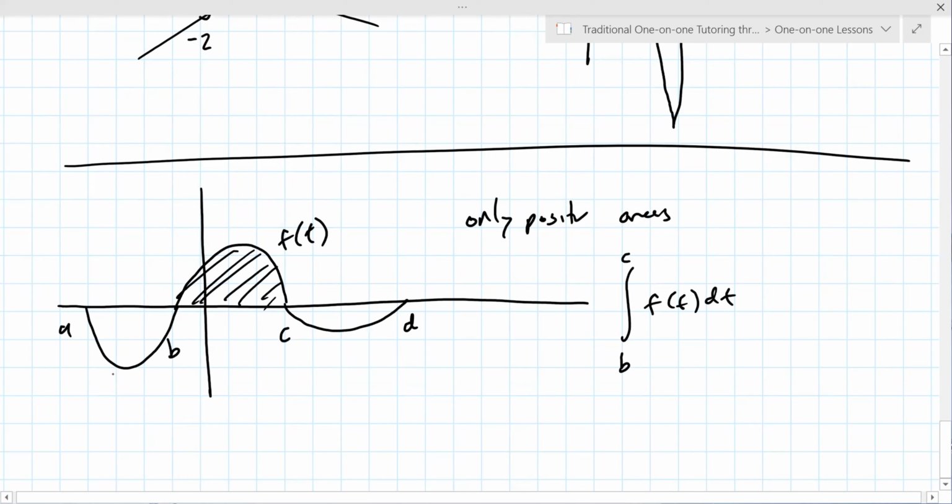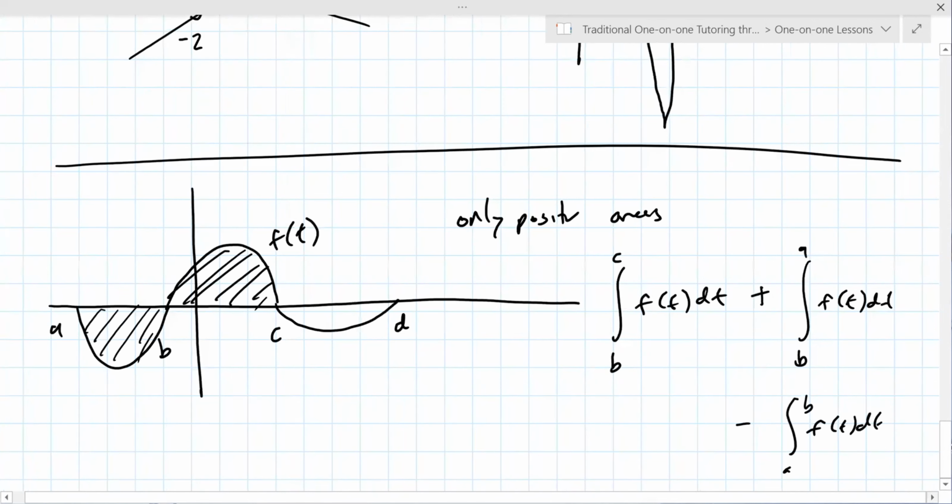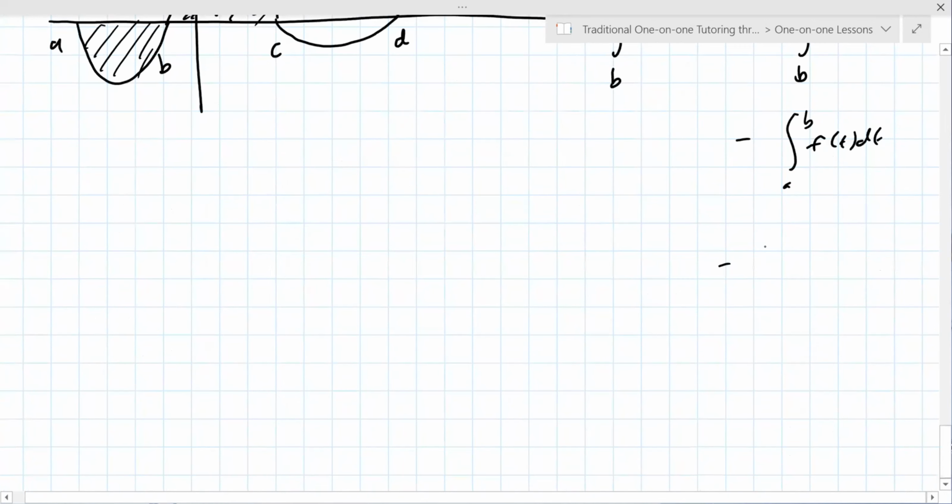But what do we do from A to B? There's a couple of options here. You can flip them, right, you can go from B to A of f of t dt. I think I would rather see this as an instructor, where you just negate it. Okay. So then the same thing for C to D too? Yes. So you'd have another minus the integral from C to D of f of t dt.